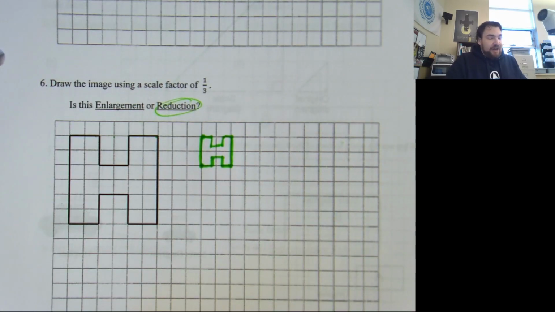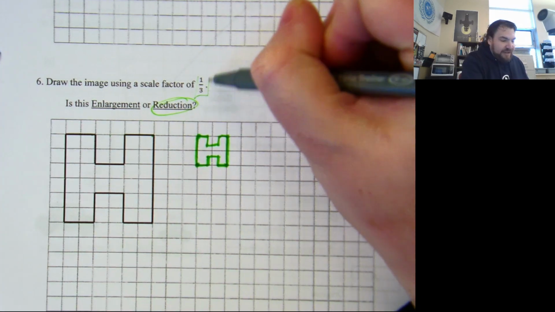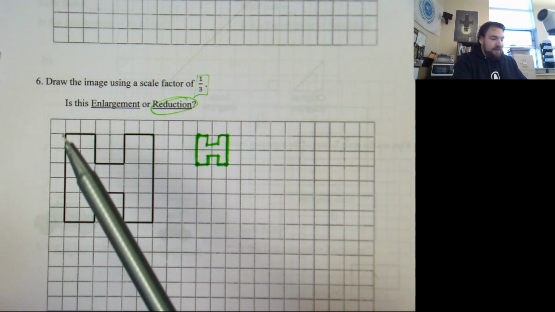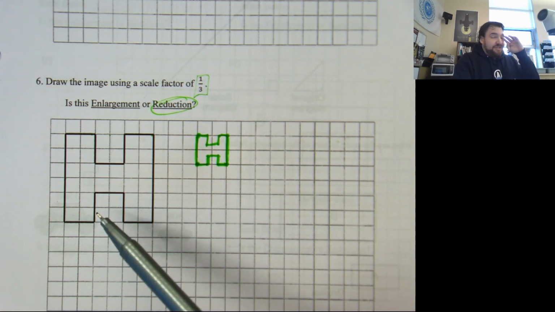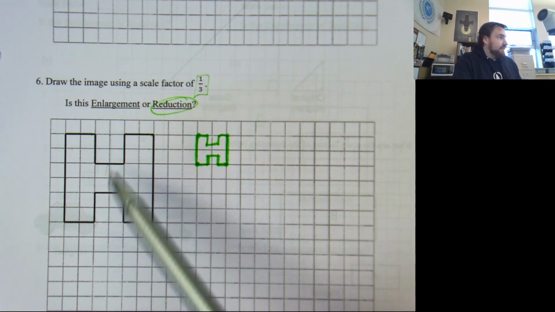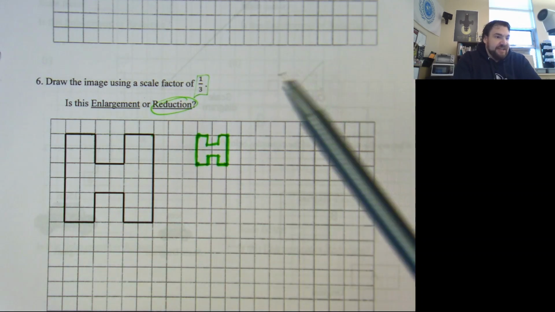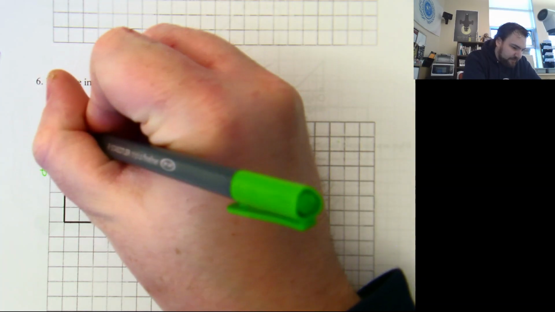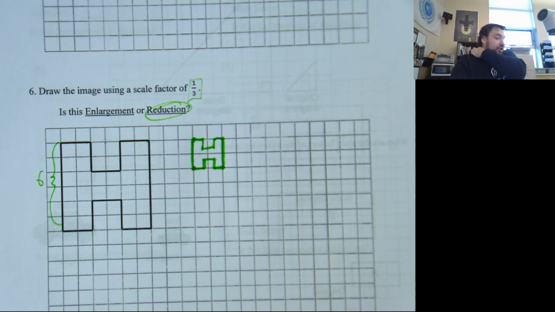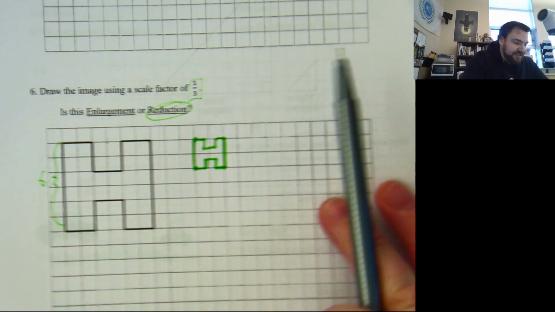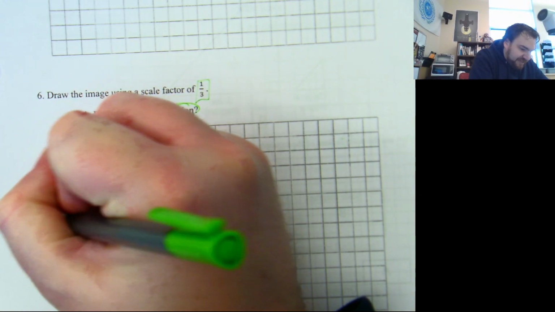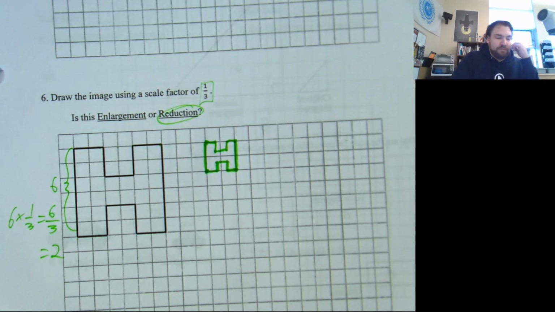And then this guy down here, having a scale factor of 1/3, is kind of gross. But if you look at the picture that we had, effectively the letter H is just a big square with some bits taken out of it. So I just treated this thing like a big square. It's 6 long this way. So 1/3 of 6 is the same as 6 times 1 over 3, which is the same as 6 over 3, which is 2.